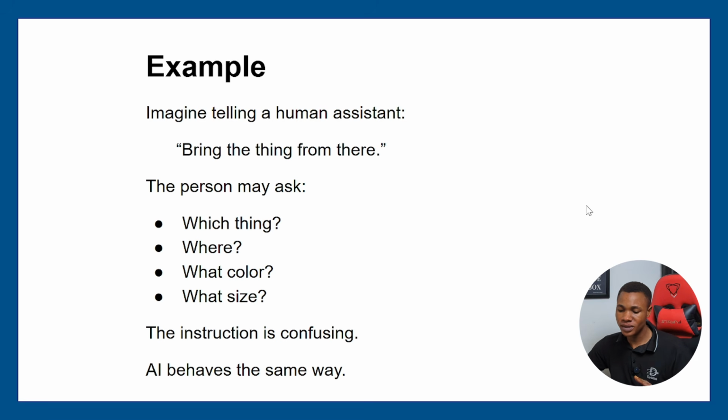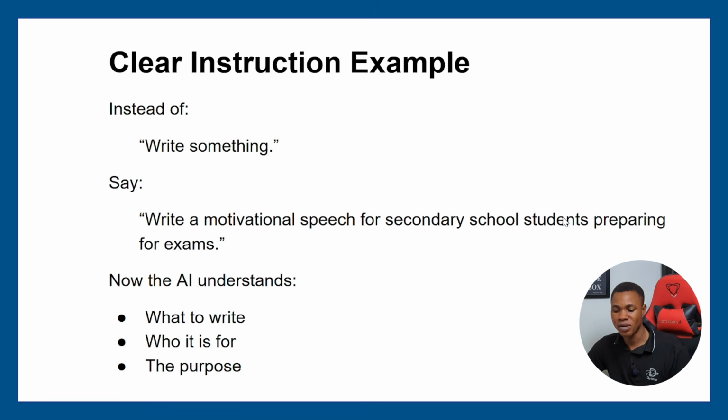For example, imagine telling AI, bring the thing there for me. The person may ask which thing. If I tell my PA, bring that thing there for me, which thing are we talking about? Where? What is the color of the thing? What is the size of the thing? So the instruction is not clear and the result may be very confusing. But let's look at clear instructions. Instead of saying write something, you can say write a motivational speech for a secondary school student preparing for exams. Now the AI understands what to write, what to do, what the audience, the tone, and the style of the write-up are. Is that okay?